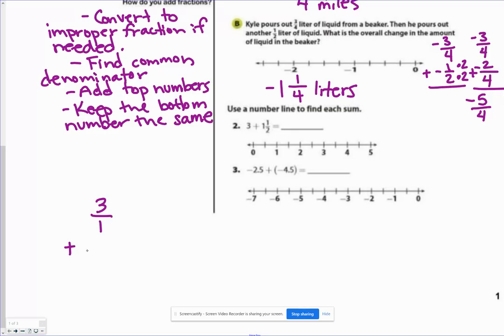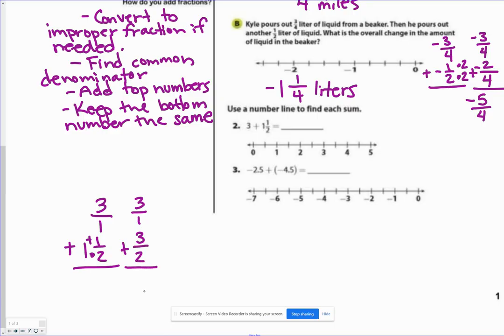Plus, let's see here, we have a 1 1/2. Well, we don't want that mixed number. We want an improper fraction. So let's go change that. I'm not going to change the 3 over 1. Changing the second number, 1 1/2. You take the bottom, and this is important, bottom, multiply by the whole number, so 2 times 1. And then you add the top, plus 1. So 2 times 1 is 2, plus 1 is 3 over 2.